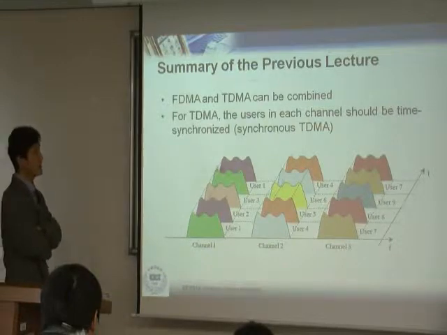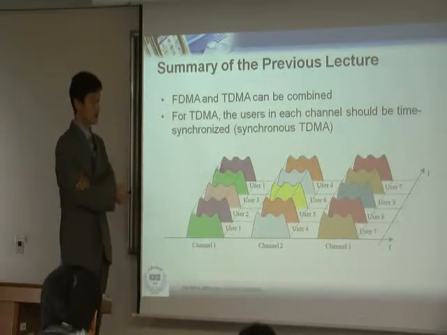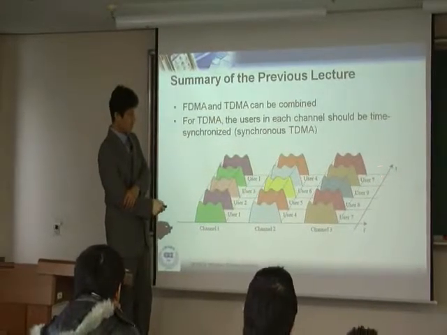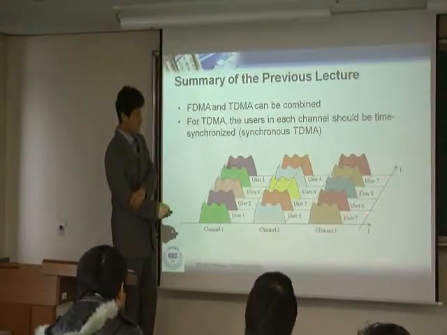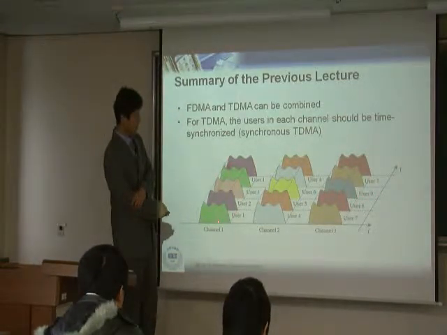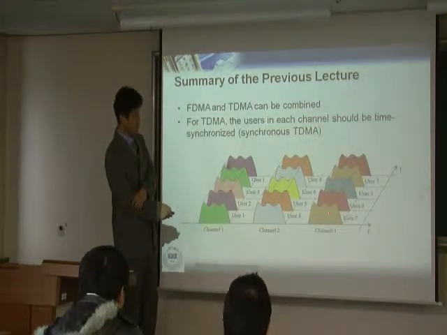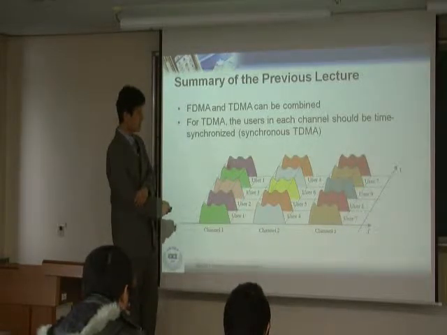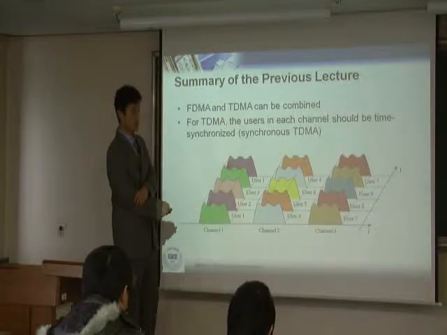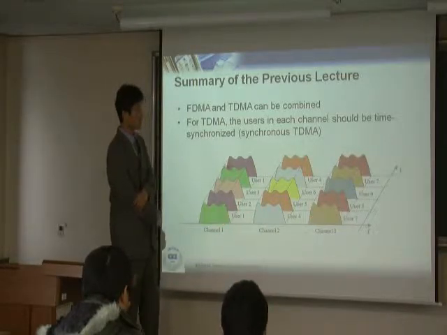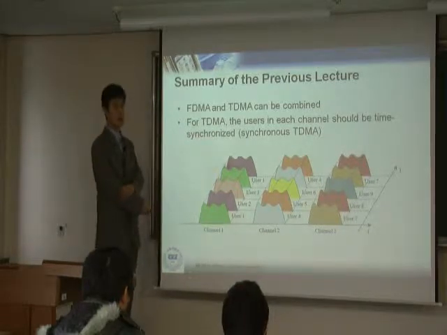Typically, FDMA and TDMA are combined. This picture shows you that there are 9 different users. Users 1, 2, 3 use channel 1, 4, 5, 6 use channel 2, 7, 8, 9 use channel 3. So in each channel you see that this is like TDMA, but we actually have 3 different channels, so it is also FDMA.